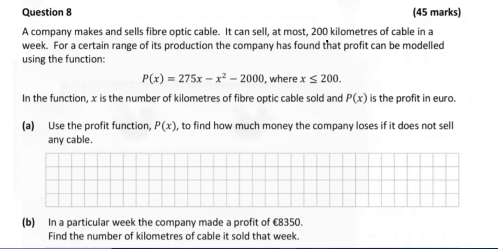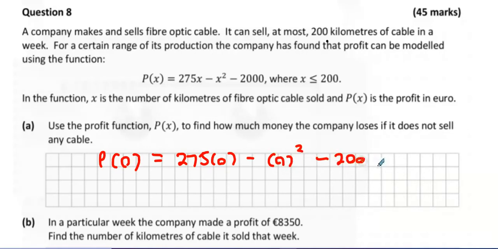Now, next thing. We're going to use the profit function to find out how much money the company loses if it does not sell any cable. Well, if you don't sell any cable, it means you're doing P of 0. And P of 0 is 275 times 0 minus 0 squared minus 2000. You're basically replacing all the x's with zeros.